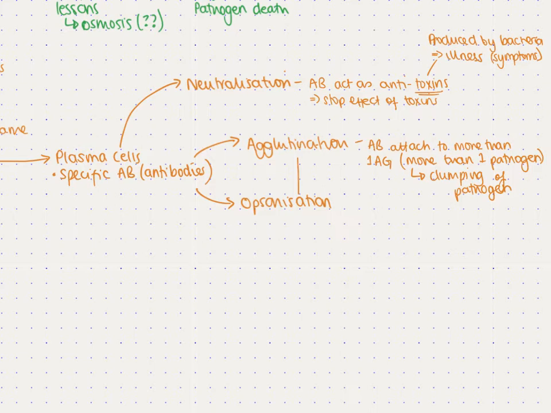And the reason why I've linked this to opsonization is because the antibodies can also flag up pathogens for destruction. So they can sort of highlight them to the body, and they can help increase the chances of phagocytosis in that cell type.